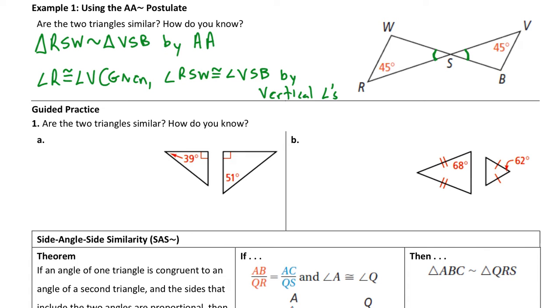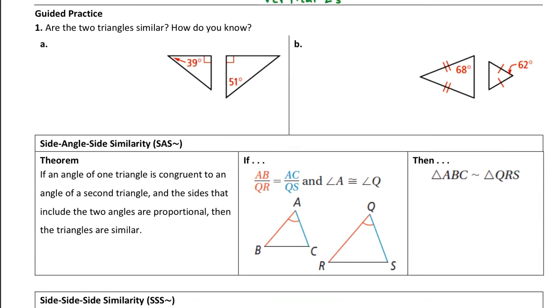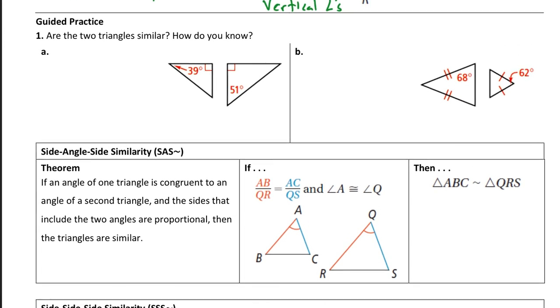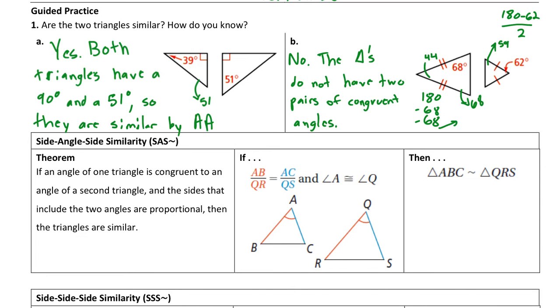So as far as guided practice goes, you're going to do the same thing. Are the two triangles similar? And how do you know? So work through A and B on your own. Pause the video before you start working through them. When you're ready, resume the video, and I'll explain the answers. Okay, so long story short, A is yes, B is no.